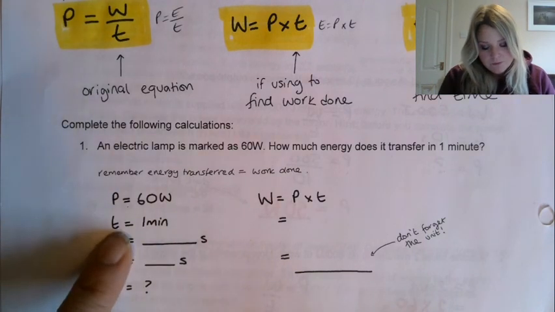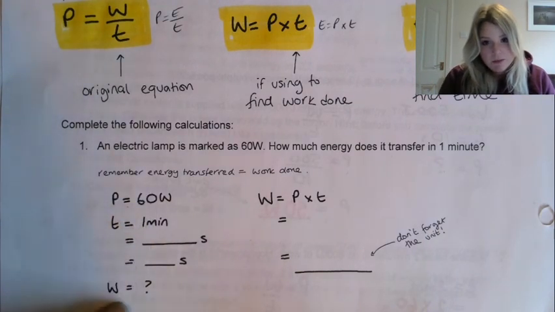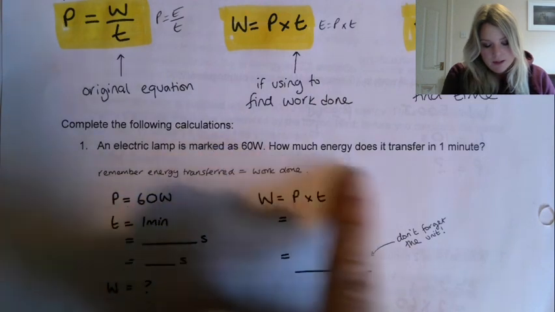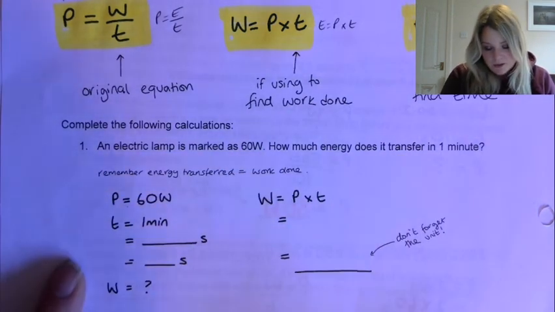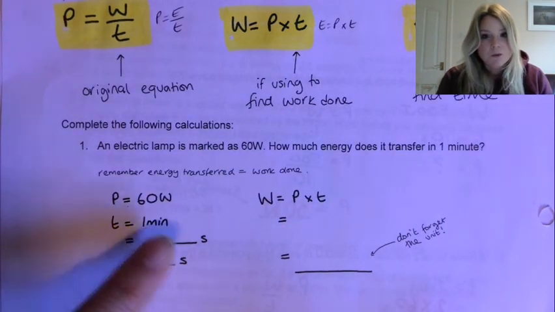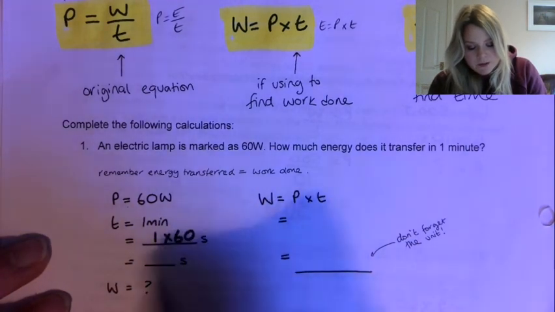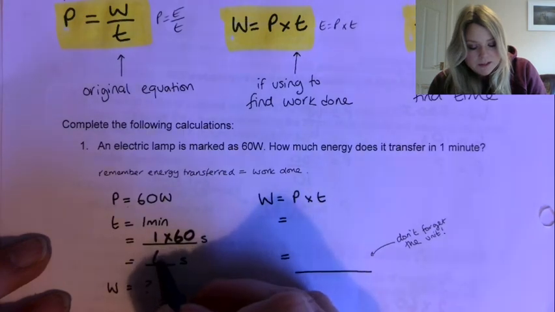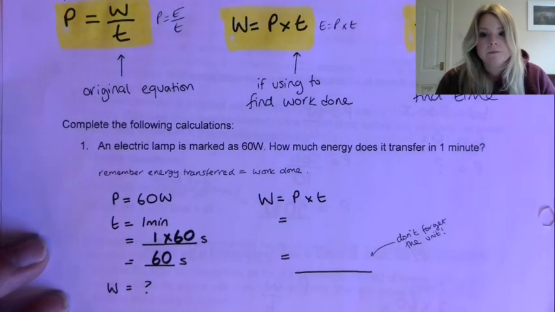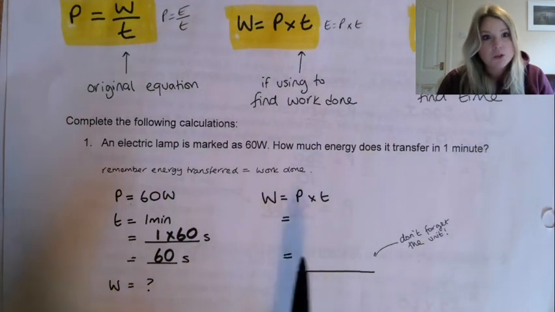So I've started writing the list of information here. So the power is 60. How much energy does it transfer in 1 minute? So the time is 1 minute. To change from minutes to seconds, I have to multiply by 60. So 1 multiplied by 60 obviously is 60 seconds. So now I'm ready to show my proper working out.